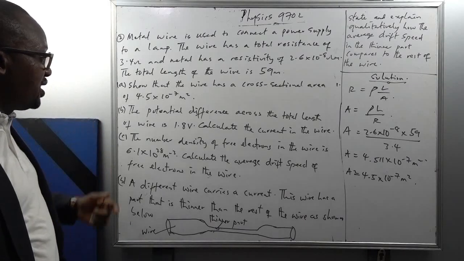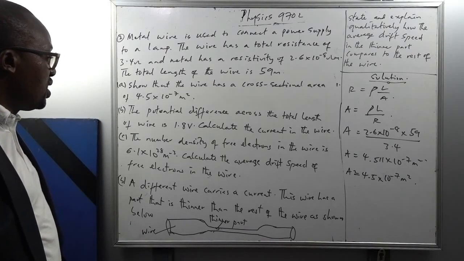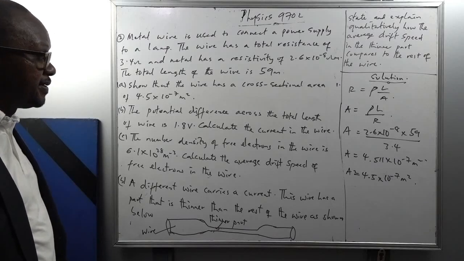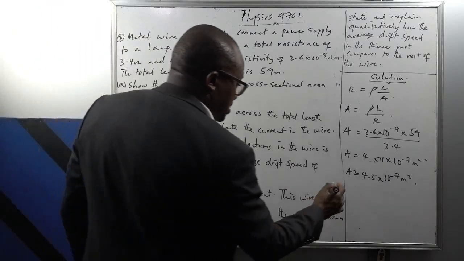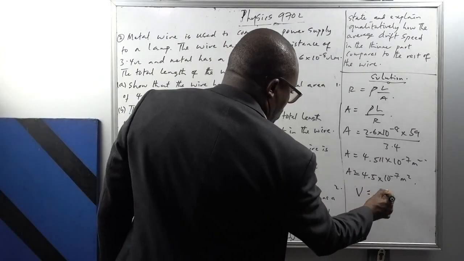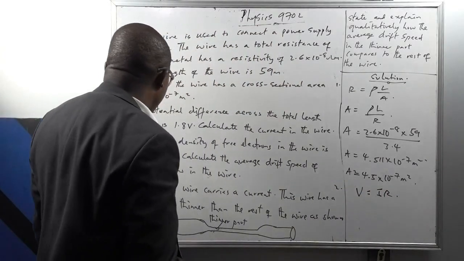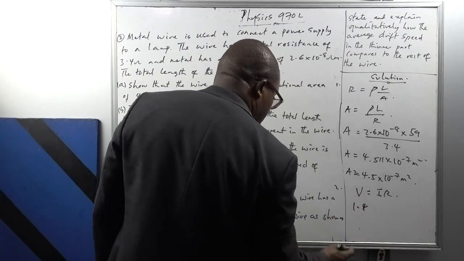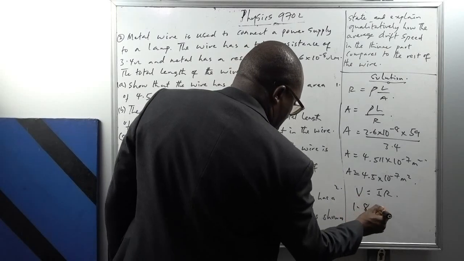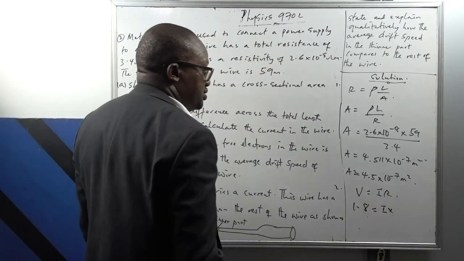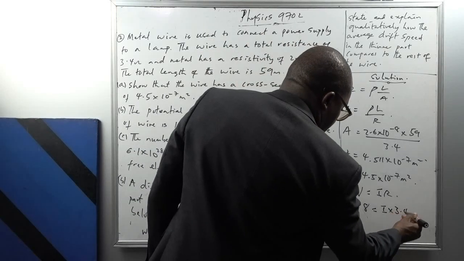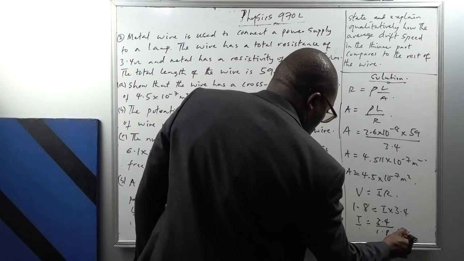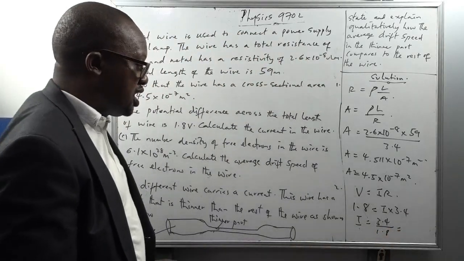B. The potential difference across the total length of the wire is 1.8 volts. Calculate the current in the wire. We can easily use Ohm's law. V is equal to IR. V is 1.8. Current you don't know. Resistance is 3.4. So I becomes 3.4 over 1.8.